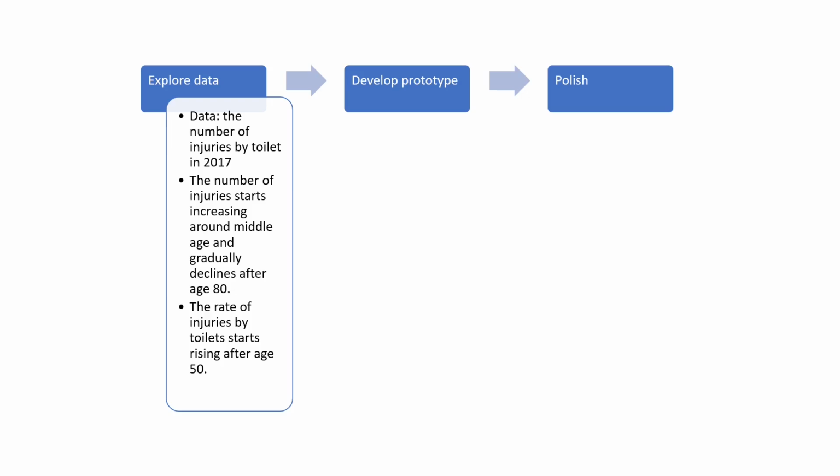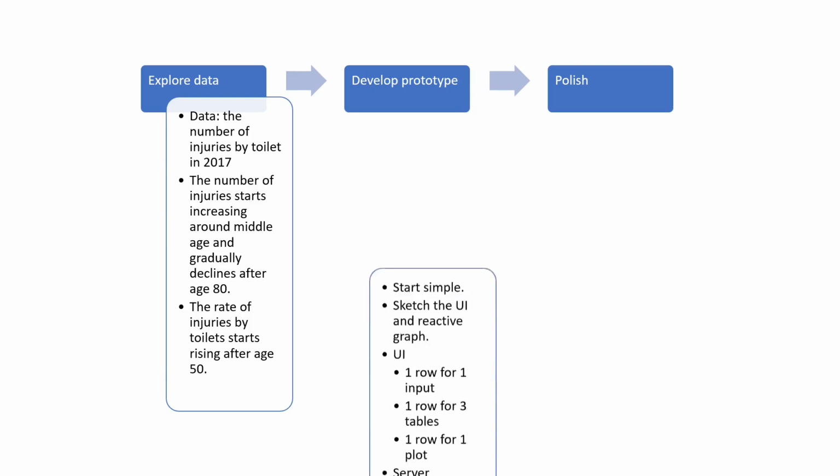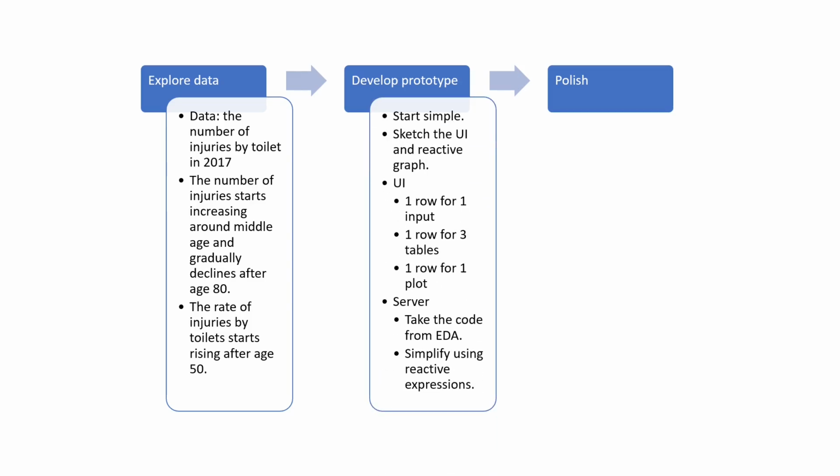Okay. So those are the findings of the data, and now we want to develop an app that allows the user to visualize this injury data, the patterns and trends in injury data, on their own. So here, again, you want to start the prototype as simple as possible. When you do this, it's important that you sketch the UI on paper with a pencil, and also the reactive graph that explains the flow from inputs to outputs, right?